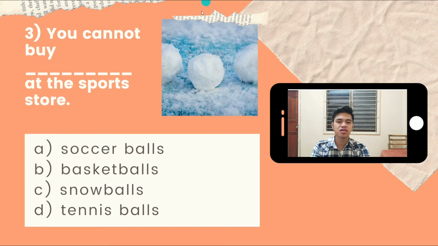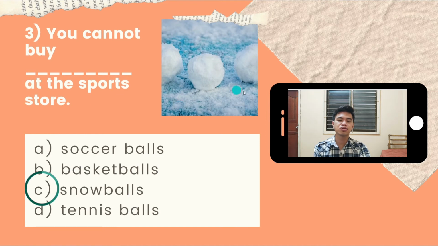So we can see it in this picture. So how do we call this picture? Of course, it is called letter C. Snowballs. So these are snowballs and we cannot find them in the sports store.